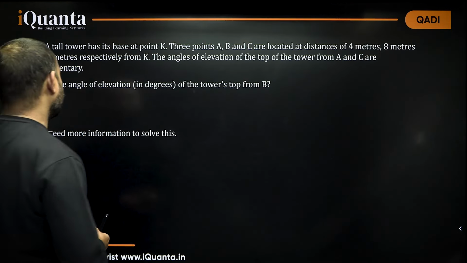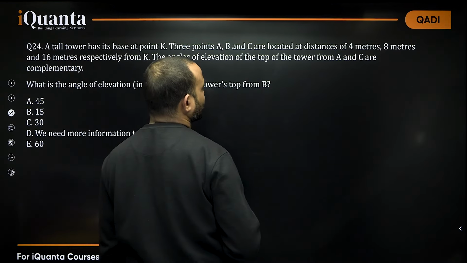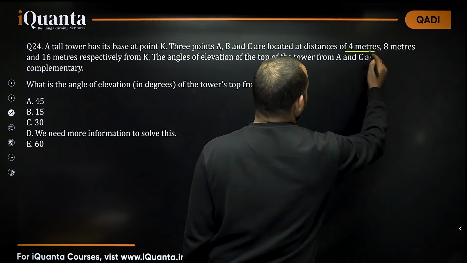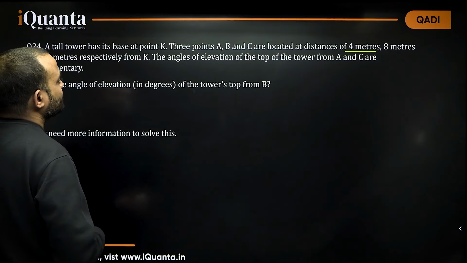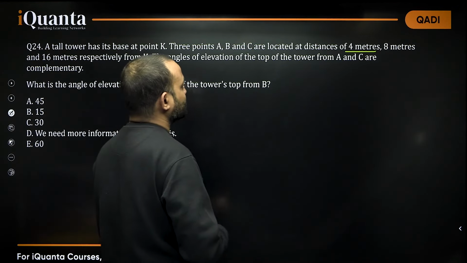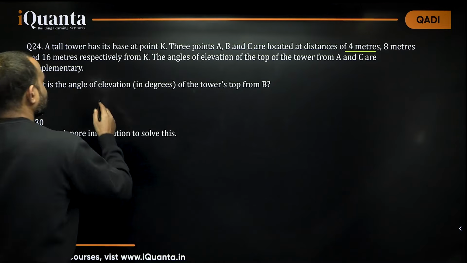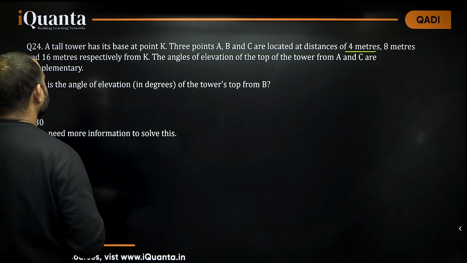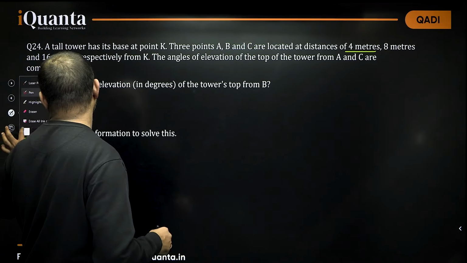A tall tower has its base at point K. 3 points A, B and C are located at distances of 4 meters, 8 meters and 16 meters respectively from K. The angles of elevation of the top of the tower from A and C are complementary. Complementary means sum is 90 degrees. What is the angle of elevation in degrees of the tower's top from B?